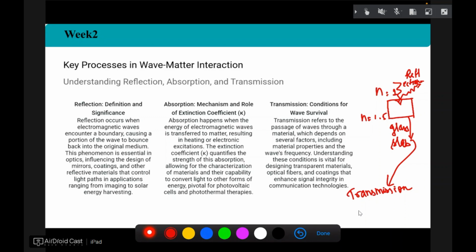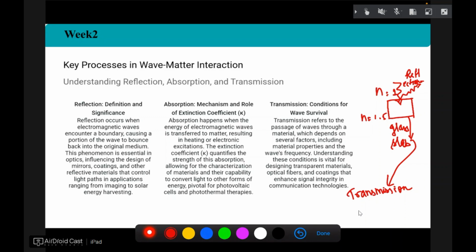The second phenomenon that can happen when the EM wave interacts with the medium is absorption. Absorption happens when the energy of EM waves is transferred to matter. Then it can generate some heat, or it can cause some electronic excitation. The strength of absorption is quantified by the extinction coefficient. That allows for the characterization of materials and their capability to convert light to other forms of energy. And where can we find the application of this? This is an important phenomenon for photovoltaic cells and photothermal therapies.